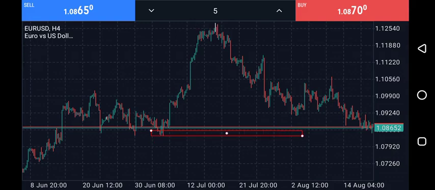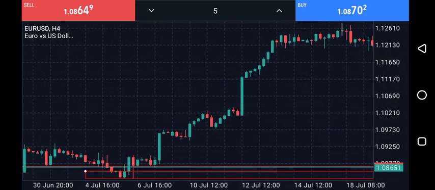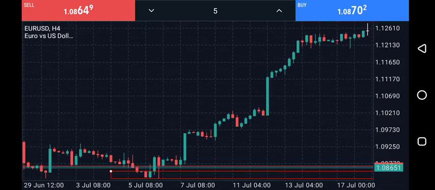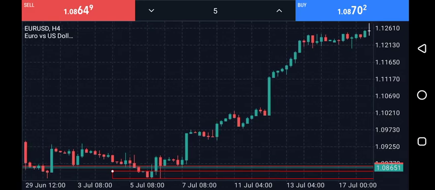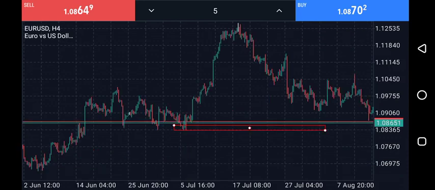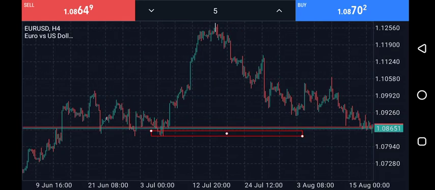As you can see, always do it this way. Let me zoom in so you don't get confused. The last red candle, or if you want to call it that, the last bearish candle before the push up. If you don't want to do it that way, that's the main order block there. If you switch to lower time frames, you will see a whole lot of order blocks there.